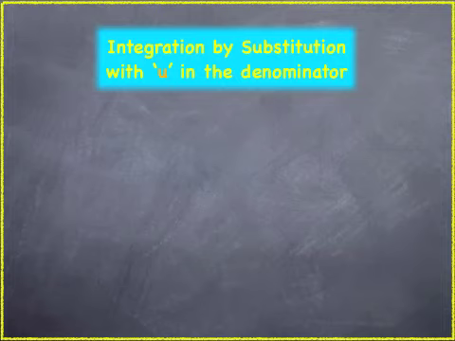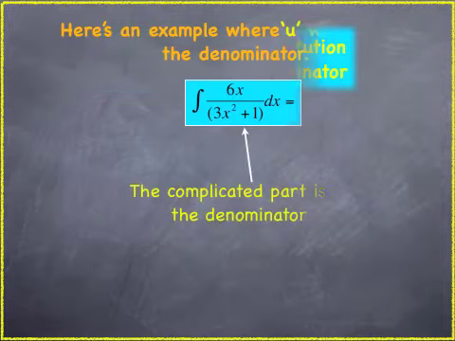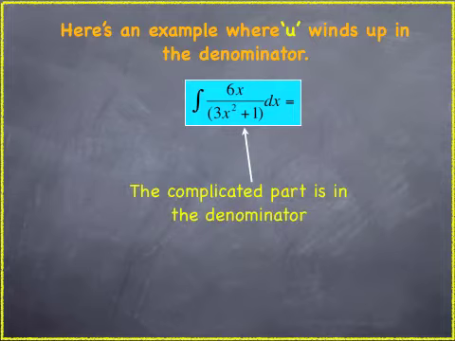Welcome. Today we're going to learn integration by substitution when you have u in the denominator. So here's an example where u winds up in the denominator after we've made that substitution. So we have an integral, and if you look at this particular integral, the denominator is really the more complicated part, okay? And it's also in parentheses, so there's a good chance we're going to be replacing that with u.